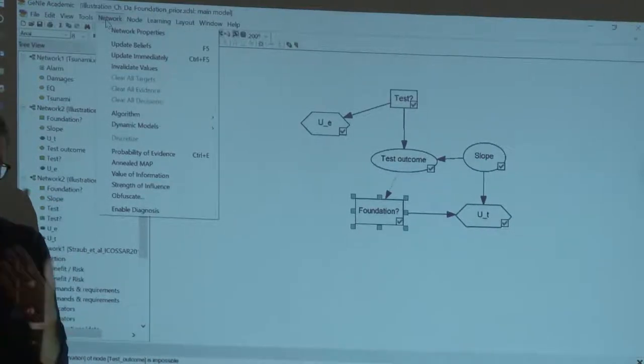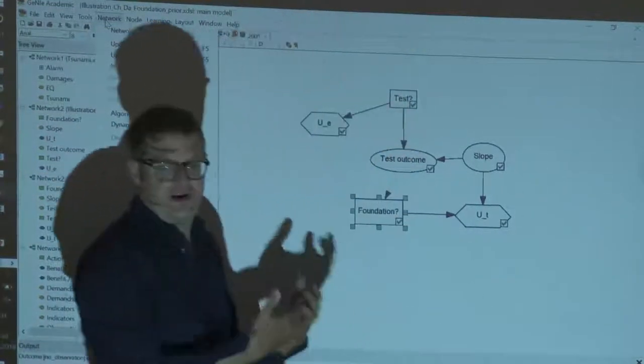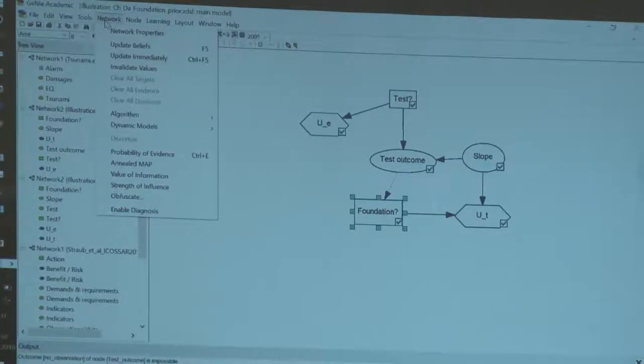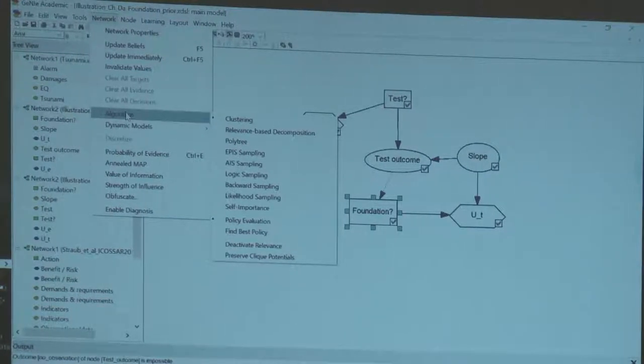This is different for the Bayesian network. The fact that we have these conditional independencies gives rise to all these different algorithms. And actually, if you look in the software here, it says algorithms. Those are all different algorithms for solving the Bayesian network problem, not the influence diagram problem. So these are different algorithms.